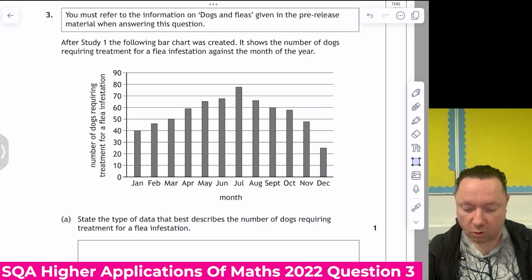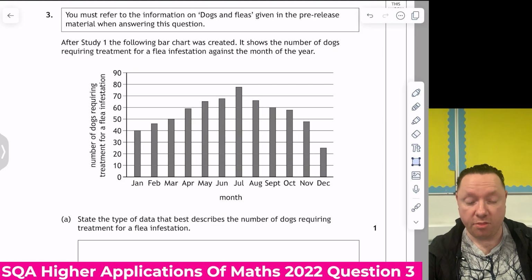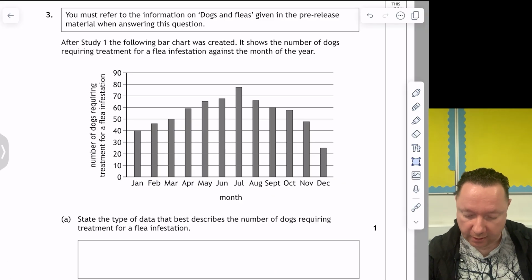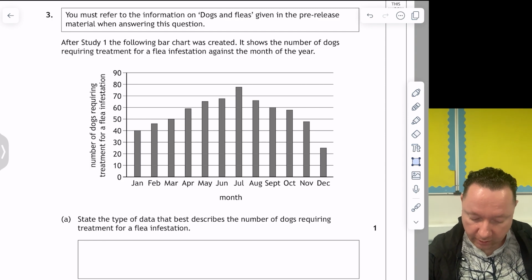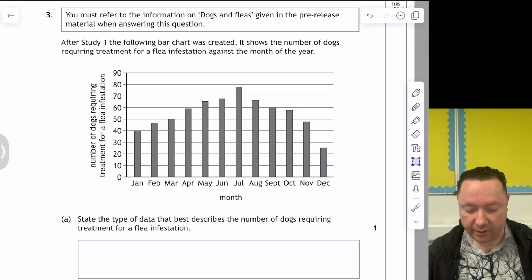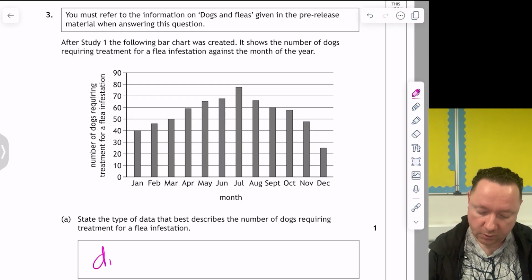So for information on dogs and fleas, this is SQA Higher Applications of Maths 2022 question 3. After study 1, the following bar chart was created. It shows the number of dogs requiring treatment for a flea infestation against the month of the year. Okay, part A, state the type of data that best describes the number of dogs requiring treatment. Okay, let me look at the data booklet for this. It's numbers, so it's something we're counting, so it's numerical. But since we're counting it, it is discrete. So it's just discrete, numerical.